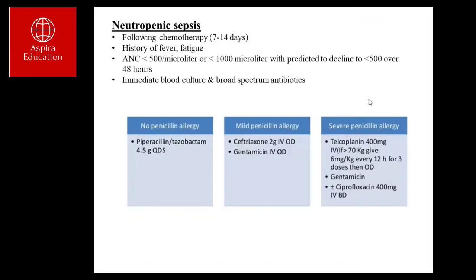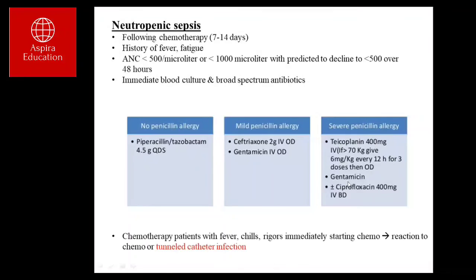Antibiotic coverage depends on the patient's clinical characteristics, including presence of penicillin allergy. If they're not having penicillin allergy, we'll choose a broader spectrum antibiotic like piperacillin tazobactam. If they have a mild penicillin allergy, you can go for a cephalosporin like ceftriaxone plus gentamicin. If they have a penicillin allergy, then you are left with teicoplanin, which is going to cover the gram-positive organisms, and gentamicin, which will cover the gram-negative organisms.